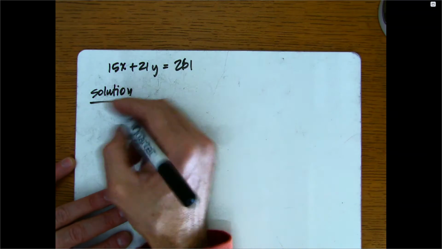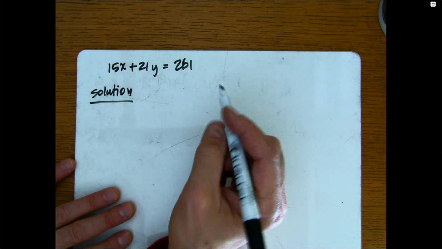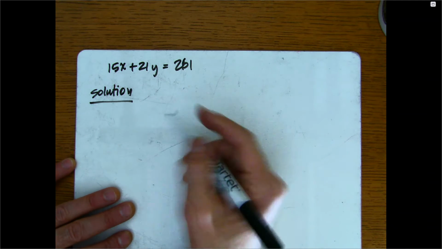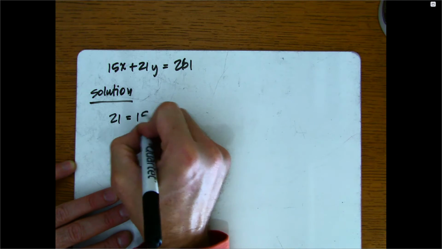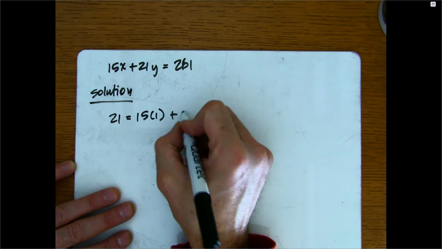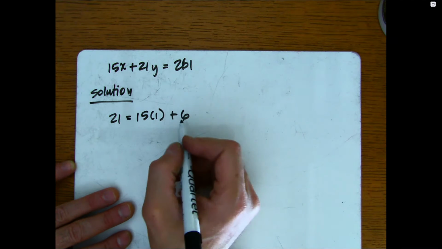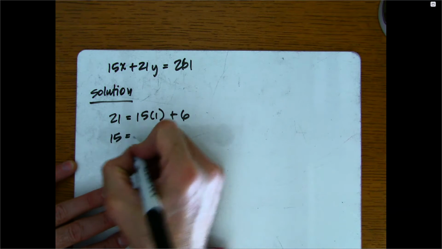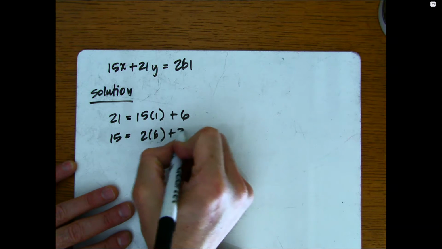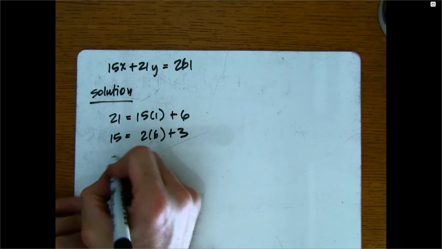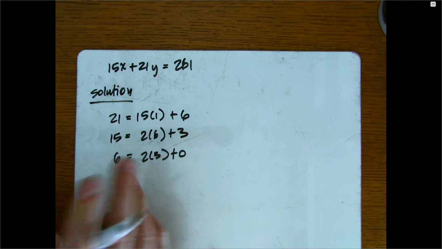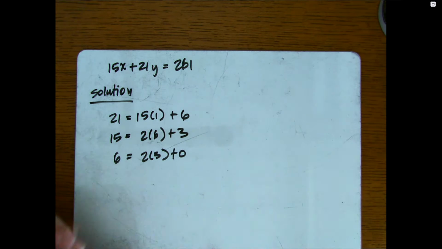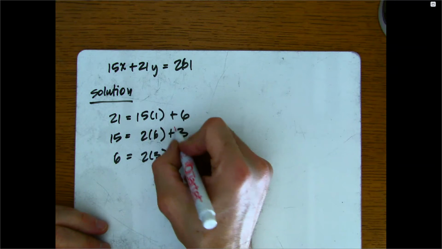So let's go ahead and use the Euclidean algorithm to find the GCD. So we'll write 21 as 15 times 1 plus 6. Okay, so that would mean then 15 would be 2 times 6 plus 3. And then I would just write 6 as a multiple of 3. It's 2 times 3 plus 0. So I guess what have I found? I found that the GCD is 3.